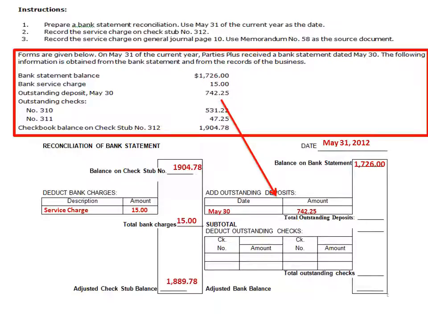So, like I said, when we made the deposit, the bank statement was already in the mail. So our balance is actually higher because of this outstanding deposit than what the bank says. We need to make sure that we add that to our bank statement balance. So we're going to add $742.25. That gives us a subtotal of $2468.25. Now we want to take a look at outstanding checks.